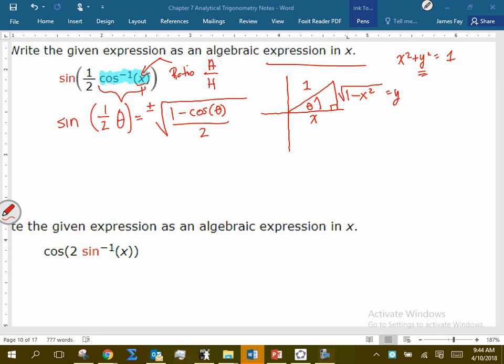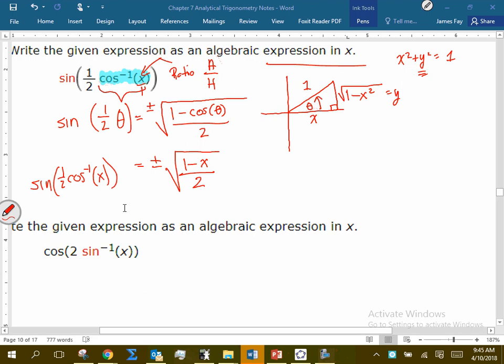And if I look at this full theta, can I say then that 1 minus cosine theta, what is cosine of theta in this problem? It's x, right? x over 1. And then I divide by 2. So sine of 1/2 cosine inverse of x should look like that.